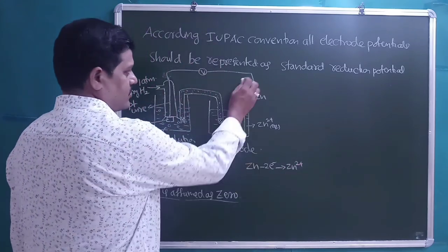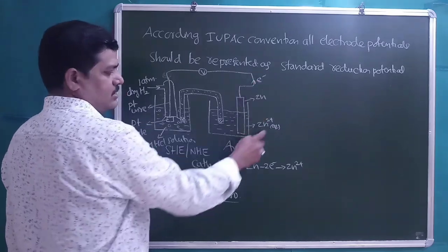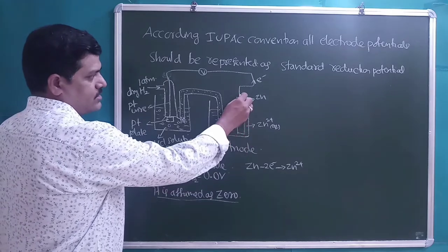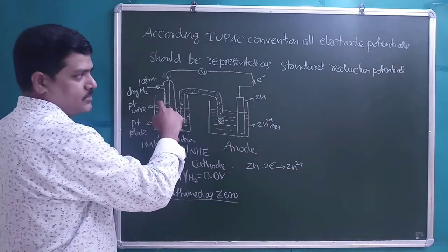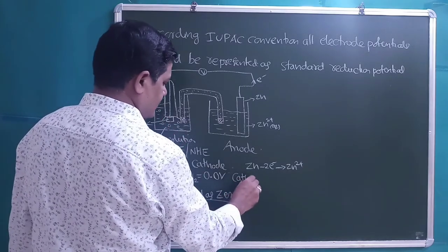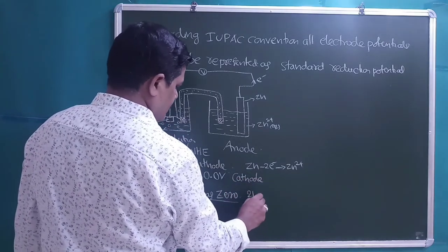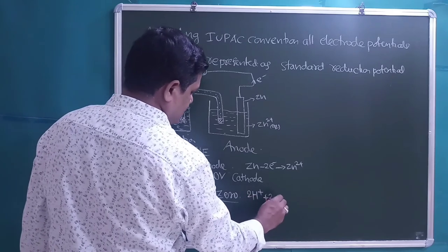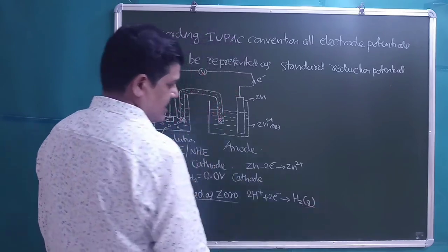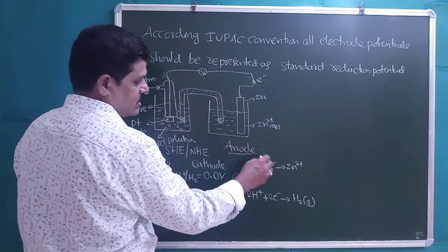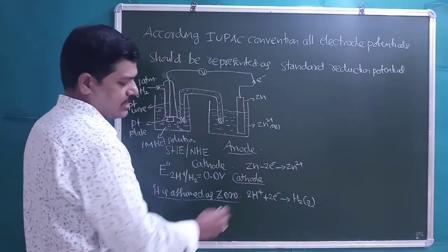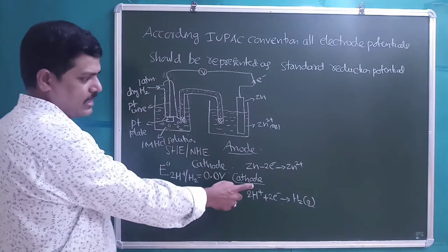This flow of electrons will occur through the external circuit. The zinc loses the electrons. The electrons will flow to this half cell through the external circuit, and the reaction occurring at the cathode is reduction. 2H plus plus 2 electrons gives rise to H2 gas, right? The electrode at which oxidation occurs is called the anode. The electrode at which reduction occurs is called the cathode.